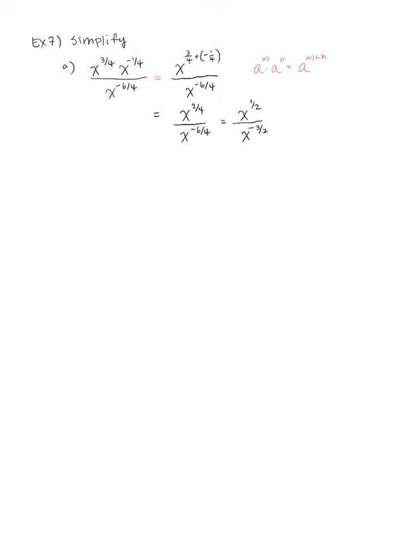Okay, so now next step is, if you have a to the m over a to the n, this is a to the m minus n. So this is going to become x to the 1/2 minus, be careful, it's top exponent minus the bottom exponent, but the bottom exponent is negative 3/2. So what's going to happen is that this is going to be x to the 1/2 plus, oh sorry, that's a plus 3/2. So this is going to give us x to the 4/2, which gives us x squared.